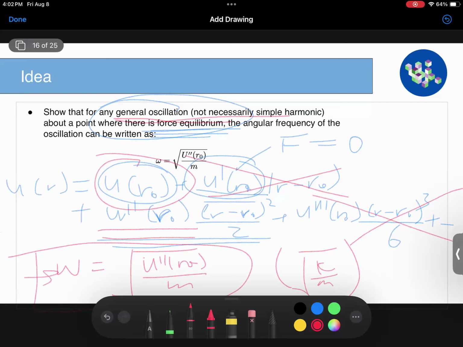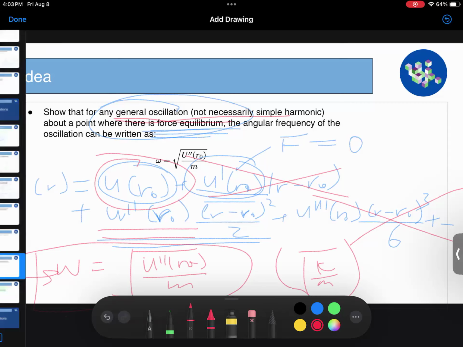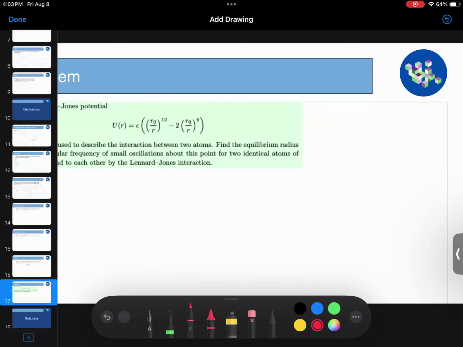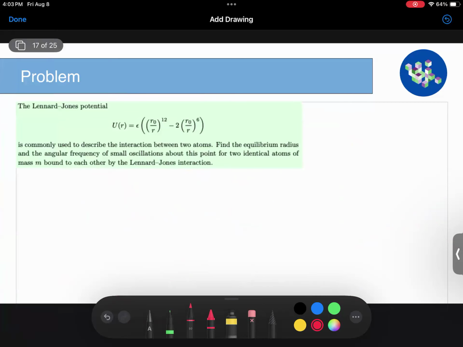Omega equals square root of U double prime R0 over M. It's really helpful and it works for any oscillation. Does that make sense? Okay. This one I'll give to you guys for homework. It's just working out the math. The overall idea. Let me see.